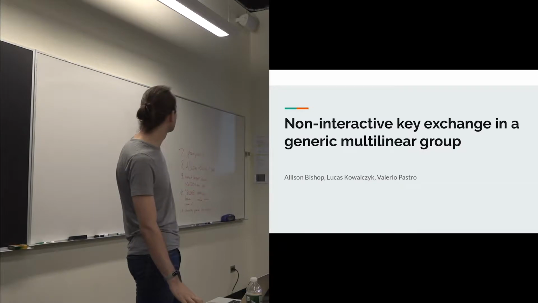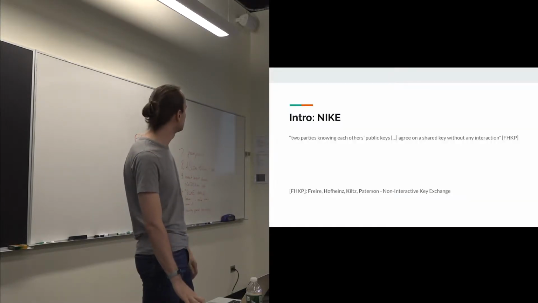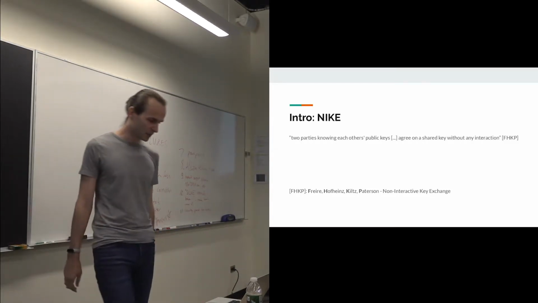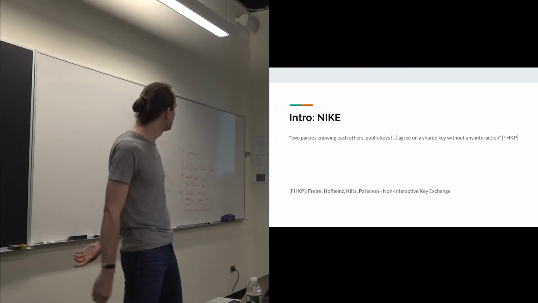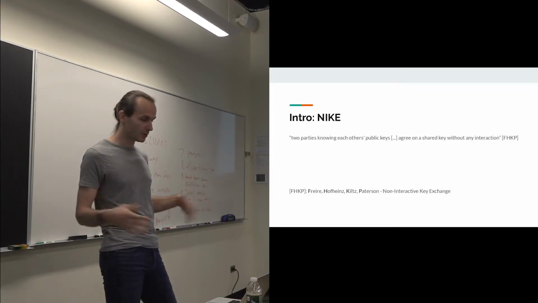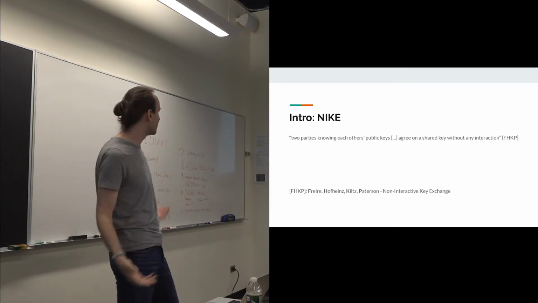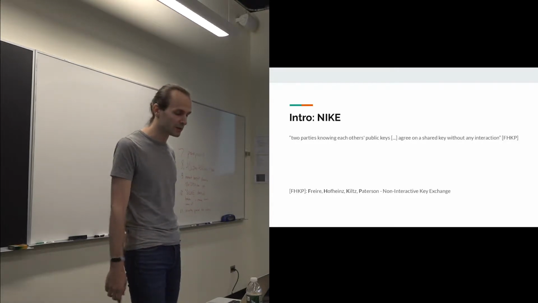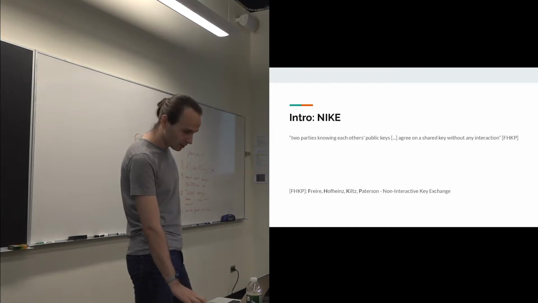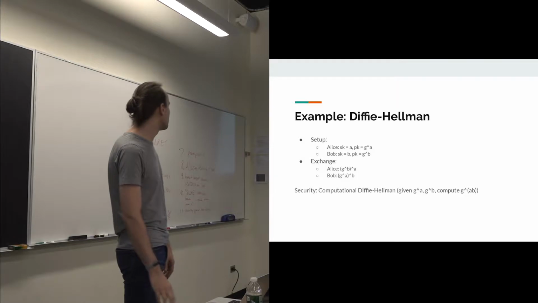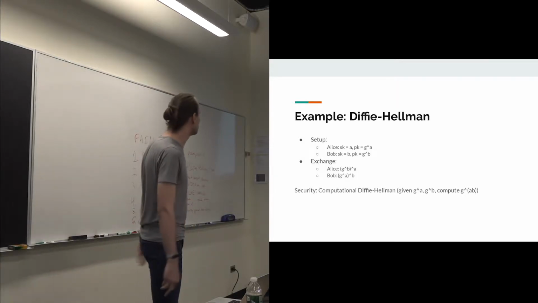So, non-interactive key exchange. What is it? I copy-pasted it from a famous paper, so it must be right. Two parties who know each other's public keys want to agree on a shared key without any interaction. And of course, you can extend it to many parties with a ledger. So an example is the Diffie-Hellman.